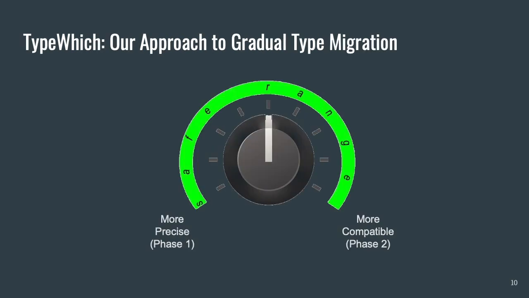So we present our approach, TypeWhich, which does produce safe migrations, but it allows the user to choose between precise and compatible migrations. So we acknowledge that sometimes you need compatibility if you can't touch all of the code that this code is going to be used in. And when we don't need compatibility, we still want precision because we want to get the best types we can.